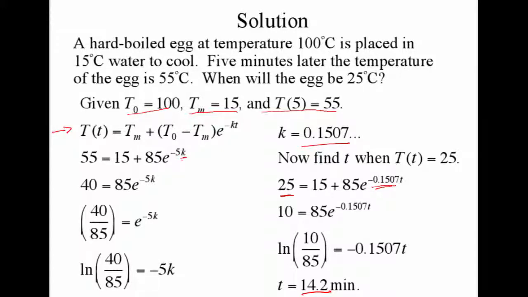Now, if the given conditions were different, then the answer would turn out to be different. But based on these initial conditions, this is the time that we would expect the egg to be 25 degrees Celsius.